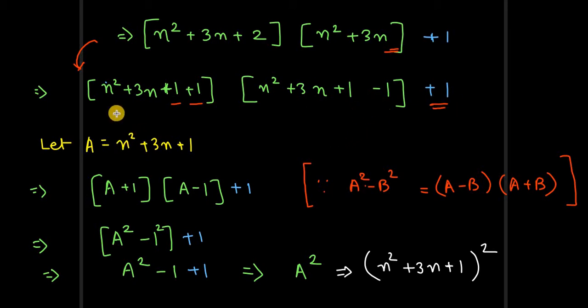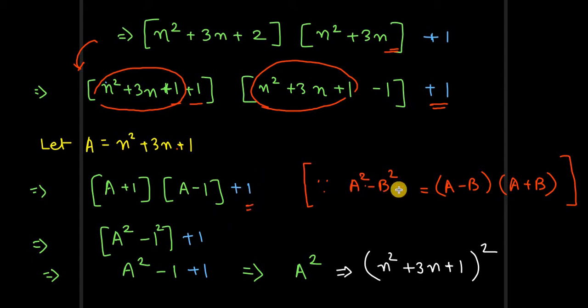Now moving on, we will take a as n square plus 3n plus 1, like this one, this part. We have taken this as a. Let's say a is this one. Now अब क्या करेंगे हम लोग, simply substitute this a into this one, so it will become a plus 1 and a minus 1. यहाँ पर a plus 1 और a minus 1 बन जाएगा, and plus 1 will continue.